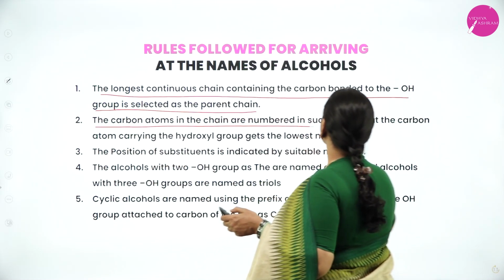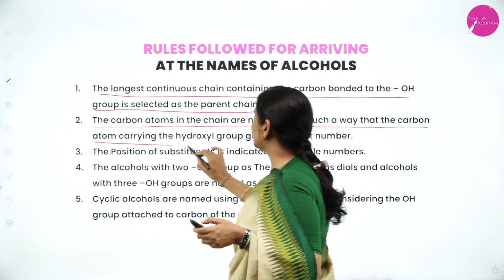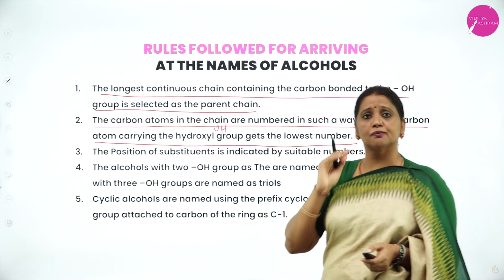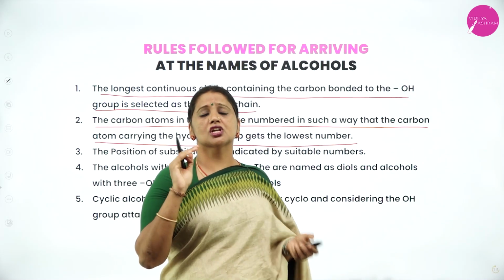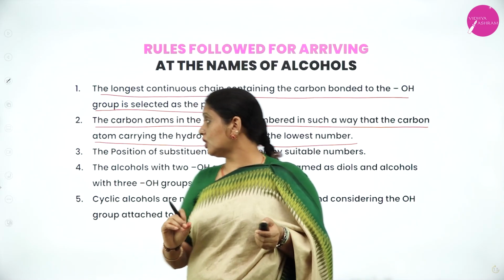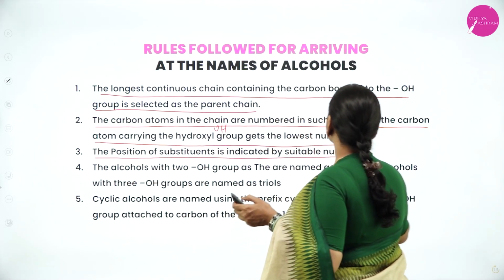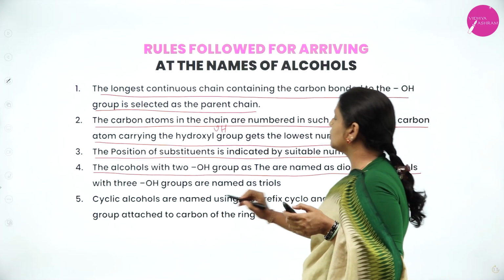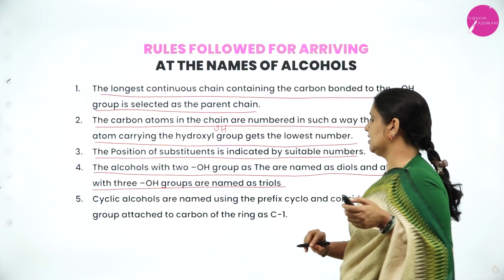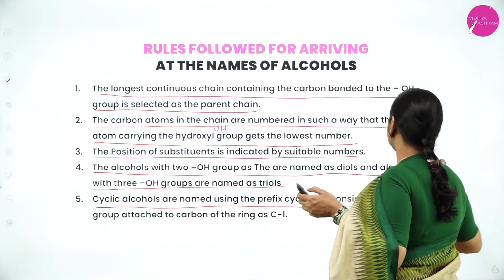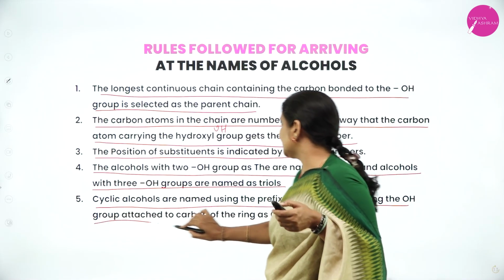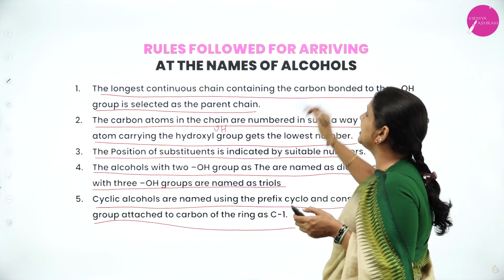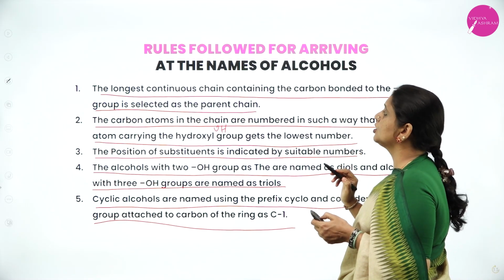The carbon atoms in the chain are numbered in such a way that the carbon atom carrying the OH group, the hydroxyl group, gets the least number. The least possible number should be given to the functional group. What is the functional group of alcohol? The functional group of alcohol is OH. The position of the substituent is indicated by a suitable number. An alcohol with 2 OH groups is named as a diol. Alcohols with 3 OH groups are named as triols. Cyclic alcohols are named using the prefix cyclo, considering the carbon of the ring attached to the OH group as C1. These are the rules for naming alcohols in IUPAC nomenclature.